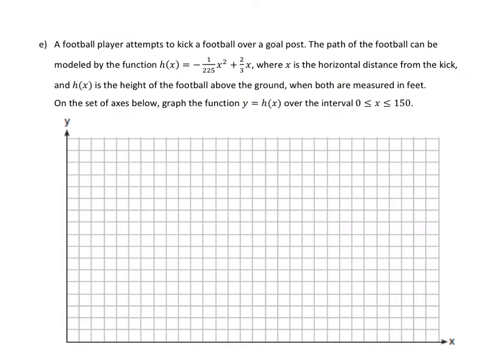Letter E. A football player attempts to kick a football over a goalpost. The path of the football can be modeled by the function h of x equals negative 1 over 225x squared plus 2/3 x, where x is the horizontal distance from the kick, and h of x, or our y value, is the height of the football above the ground, when both are measured in feet. On the set of axes below, graph the function y equals h of x over the interval x is greater than or equal to 0, less than or equal to 150. So we have an interval and we have a function.